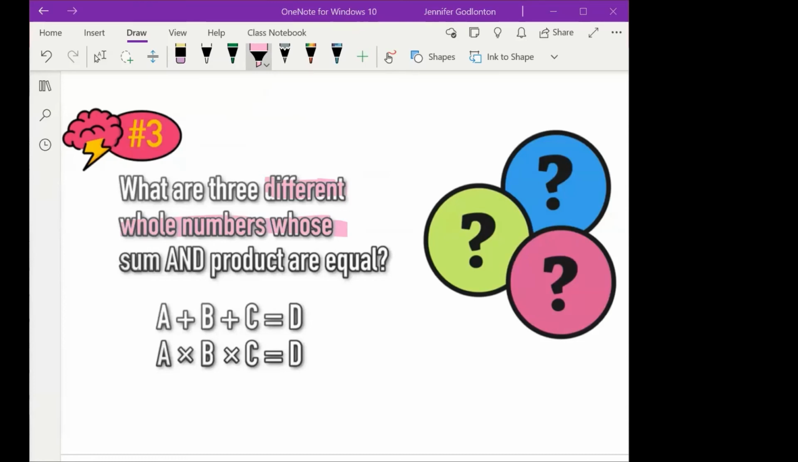Samkelo. I think Samkelo was first. Nice. It's 1, 2, and 3. For those of you who haven't seen it yet, if I have 1 plus 2 plus 3, that's going to give me 6. And if I have 1 times 2 times 3, that's going to give me 6. Yay. Nice. Okay.